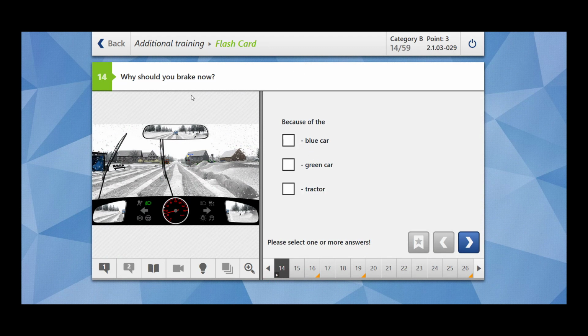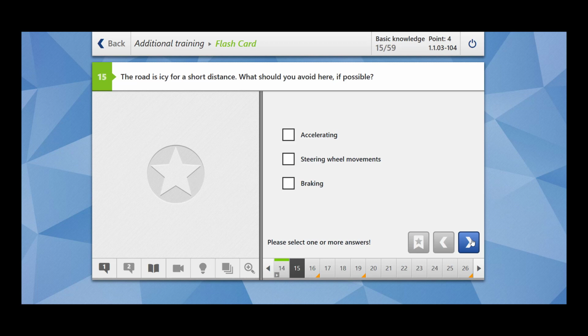Two problems. Why should you brake now? Because of this green car. It is hidden behind the pile of snow. Because of the blue car? No, the blue car is following you, and there is a safe distance between you and the blue car. The tractor has already turned. Our answer is correct. Moving towards the next.